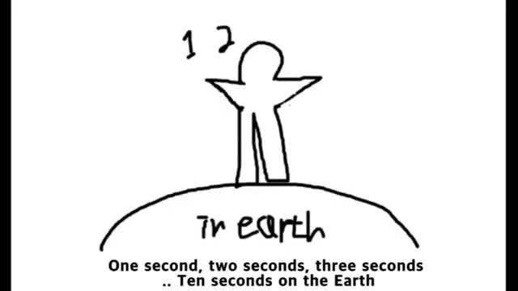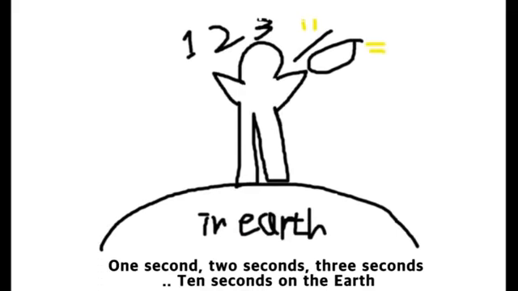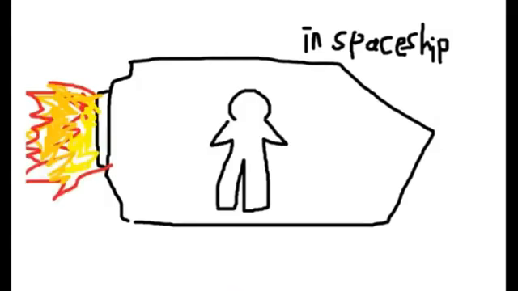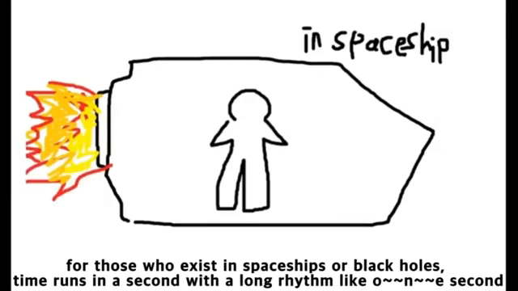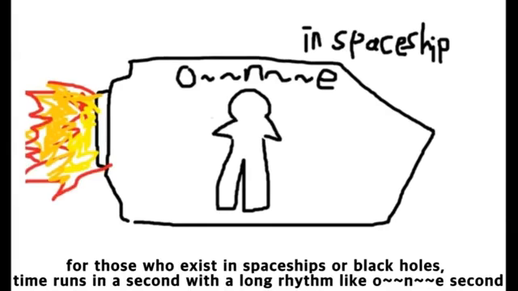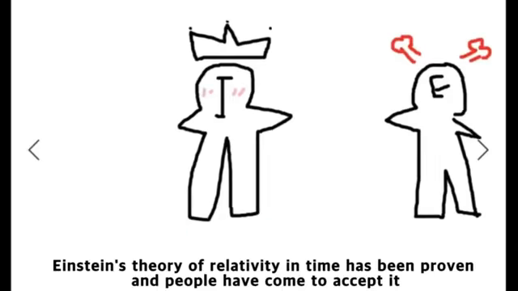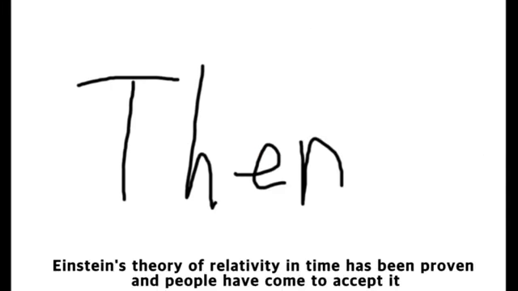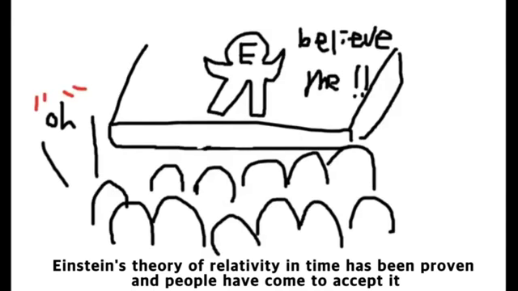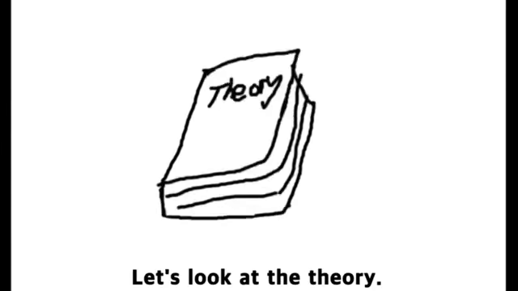1 second, 2 seconds, 3 seconds, 10 seconds on the Earth. On the other hand, for those who exist in spaceships or black holes, time runs in a second with a long rhythm like 1 second. In conclusion, Einstein's theory of relativity in time has been proven and people have come to accept it. Let's look at the theory.